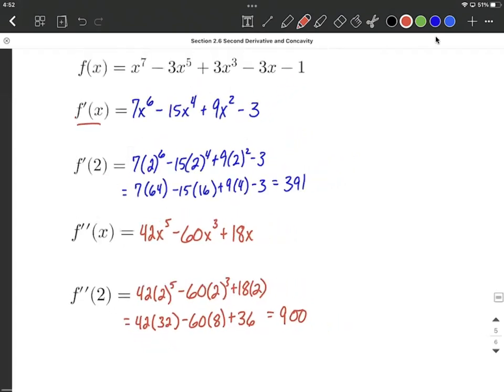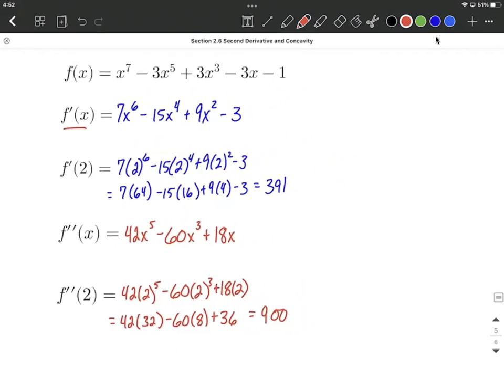All right, so what information does this actually tell us at an x value of 2? Because the first derivative turned out being positive, because 391 is a positive number, the first derivative always tells us about a graph. This is the instantaneous rate of change, or on a graph, we can think of that as the slope of a tangent line. So because the slope of a tangent line is positive, that means the graph is increasing at an x value of 2. That's based on the first derivative.